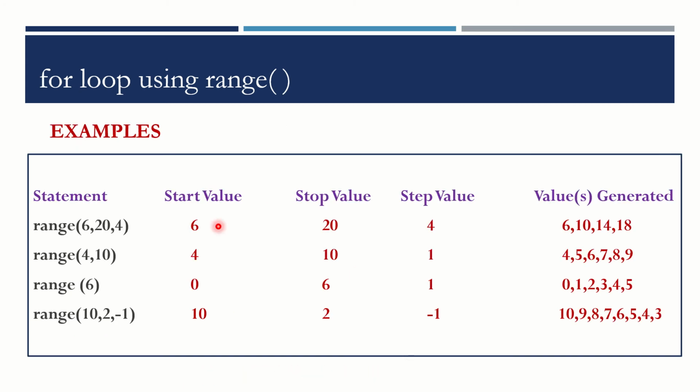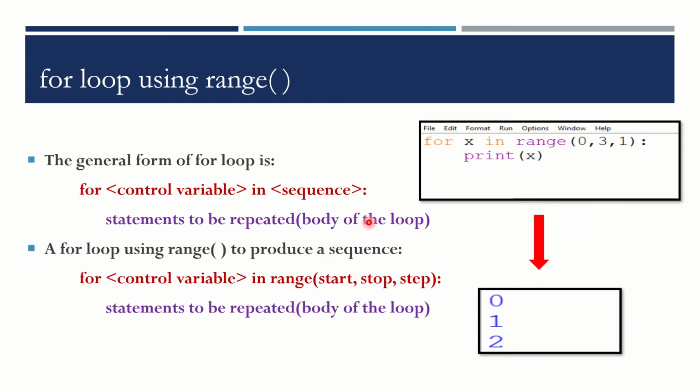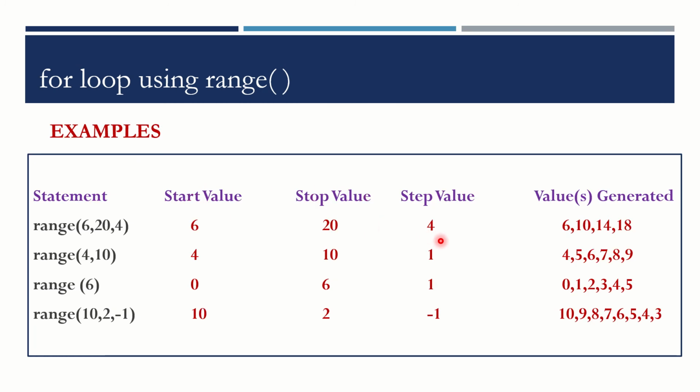Let us see some examples. So if I give range 6, 20, 4, my starting value is 6, stopping value is 20, and my step or increment is 4. So the values generated are 6, 10, 14, 18. So as I said, we do not include the stopping value. If I give range 4, 10, the starting value is 4, stopping value is 10, and the increment is 1. I am not providing the increment value here, so by default, it is taken as 1. So the values generated are 4, 5, 6, 7, 8, 9.